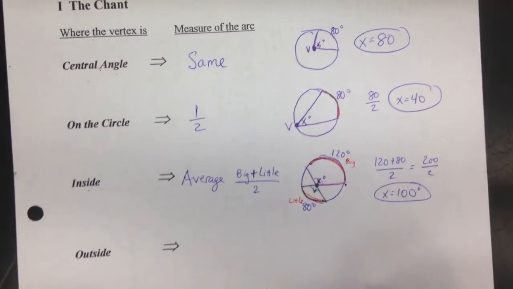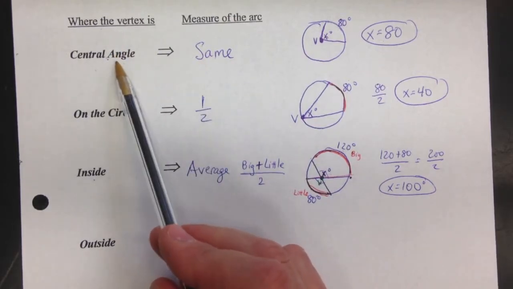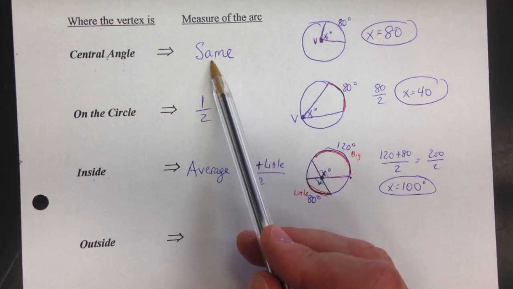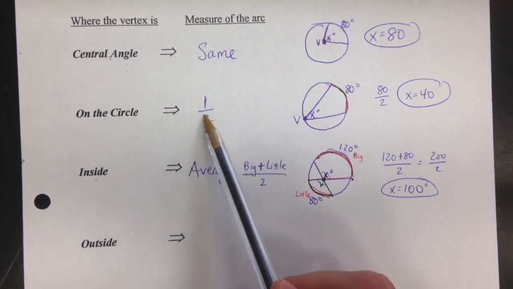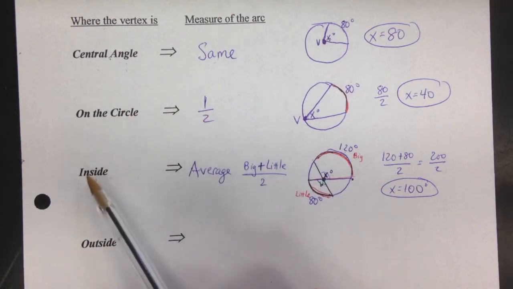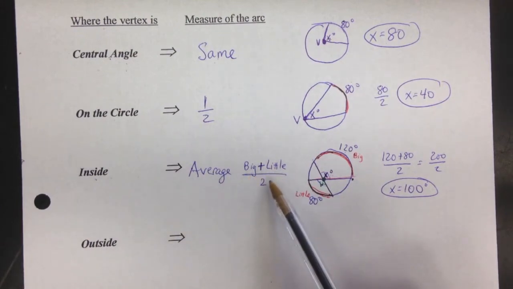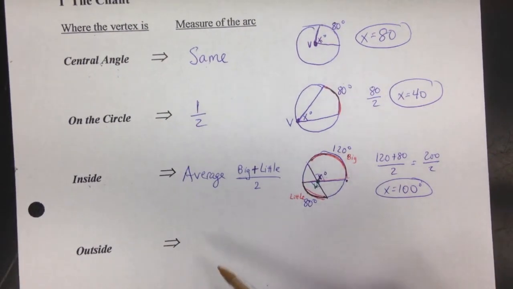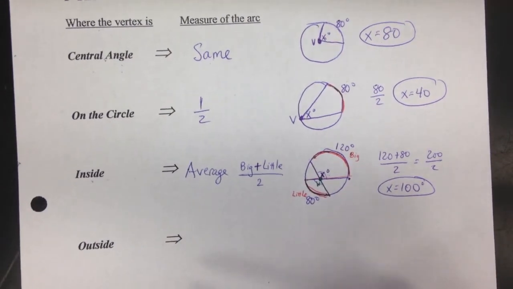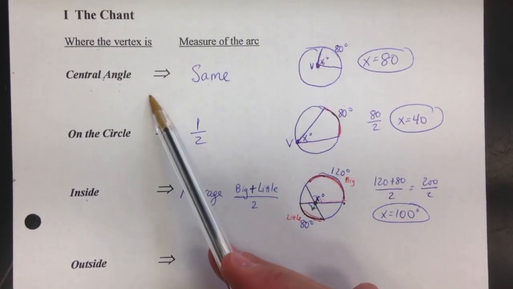So at this point, if the vertex is at the center, the angle is the same as the arc. If the vertex is on the circle, the angle is half the measure of the arc. If the vertex is inside the circle, then the angle is the average of the two arcs, big plus little divided by 2. Now we're going to do the outside, but first let's do a couple examples with the inside measure. The way that I remember this is I sing the song, If You're Happy and You Know It.